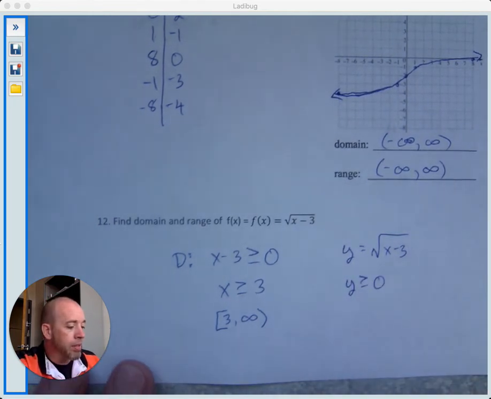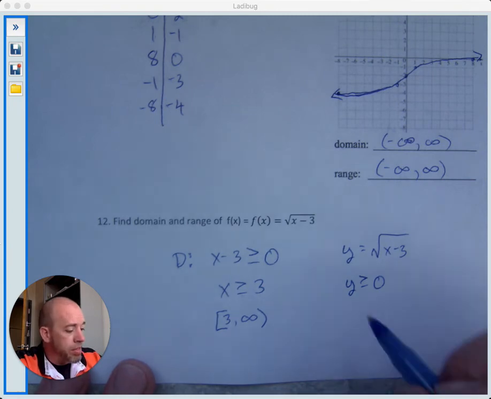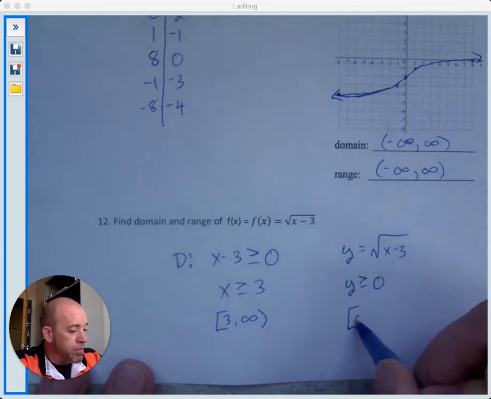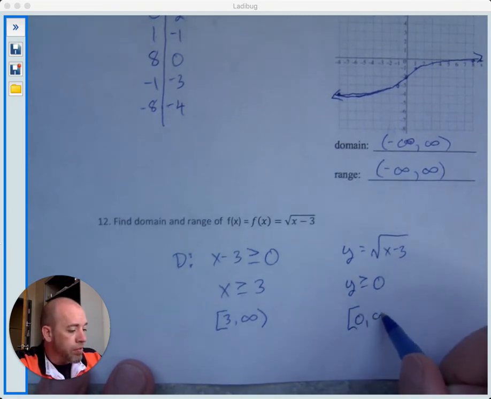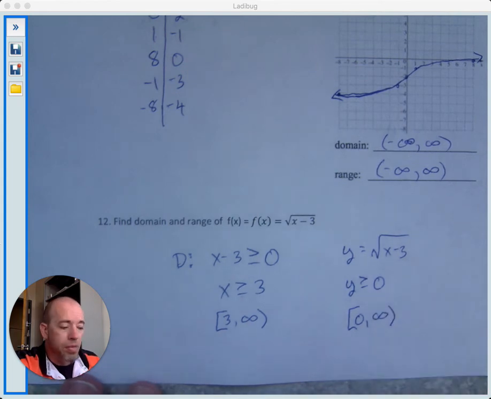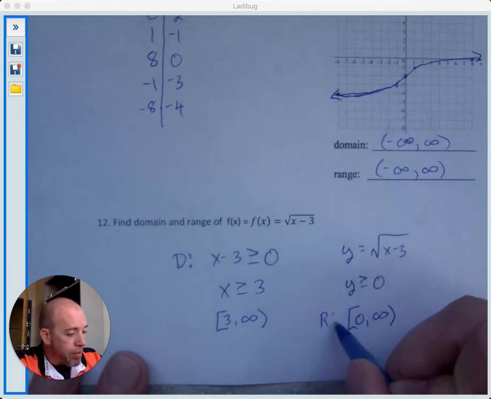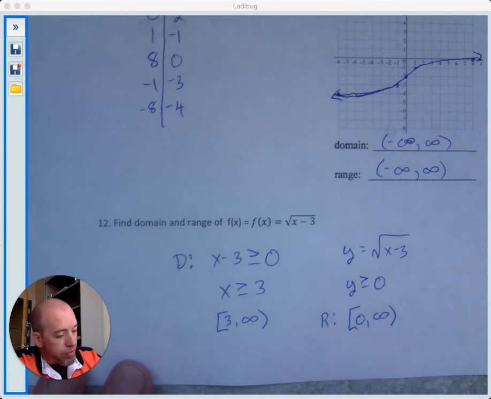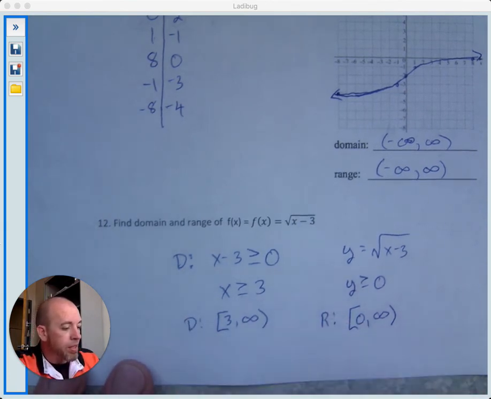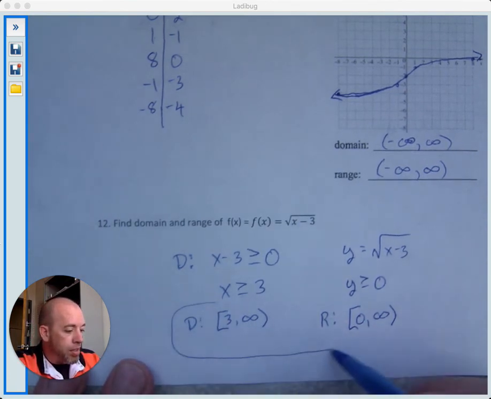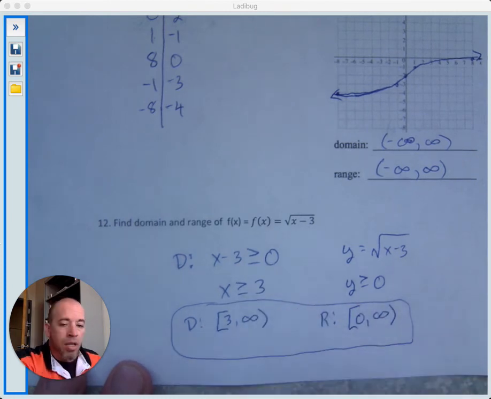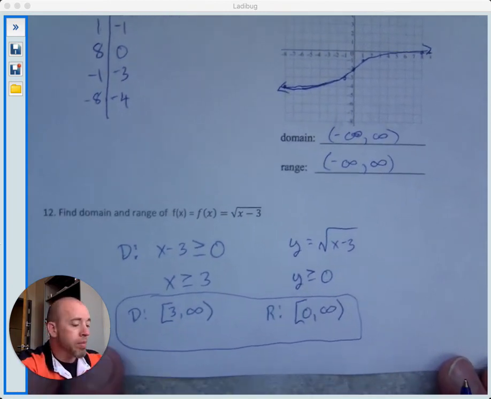Solve this inequality. Well, it's already solved, right? We just have to say, well, 0 is the smallest number it could be, and we could go off to infinity. So this would be our range. Domain, 3 to infinity, range, 0 to infinity. Again, you might find it easier to graph first and then look at domain and range.